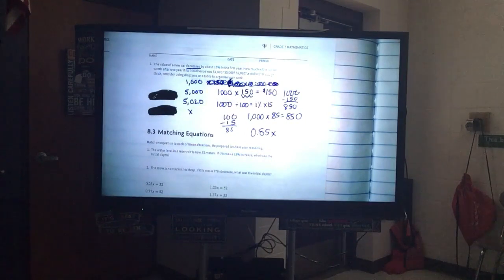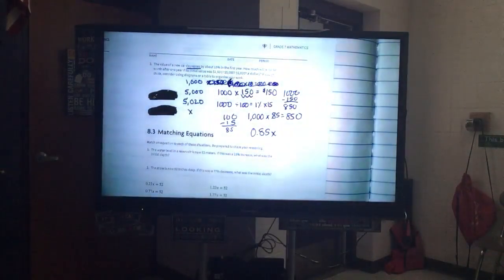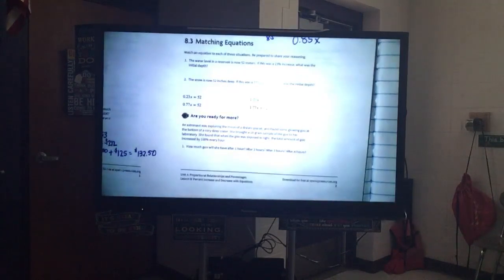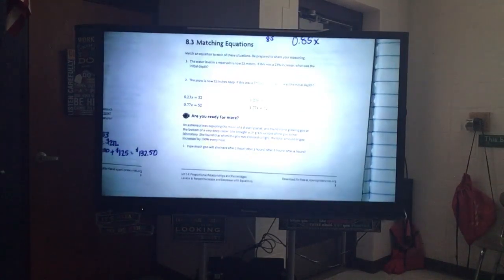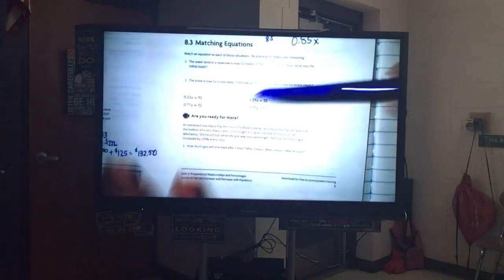The reason I'm saying this is because y'all are about to do some independent work on your own. Keeping that in mind, you are using the same equation for your problems. Okay? So look down at 8.3. Put your pencils down. It says match an equation to each of these situations. Be prepared to share your reasoning. You're picking from these. Flip your paper over.